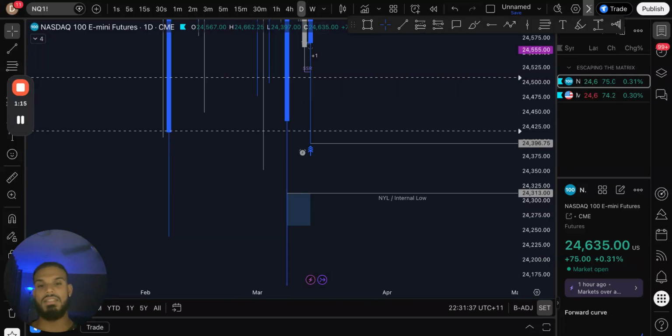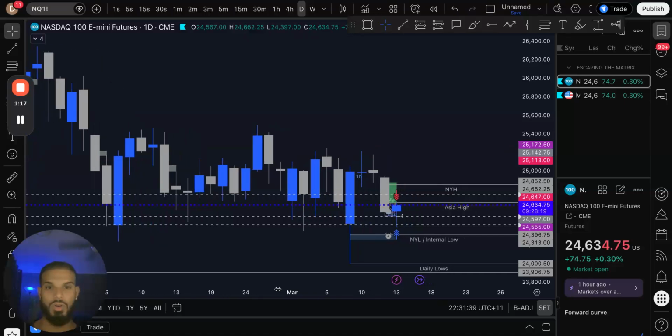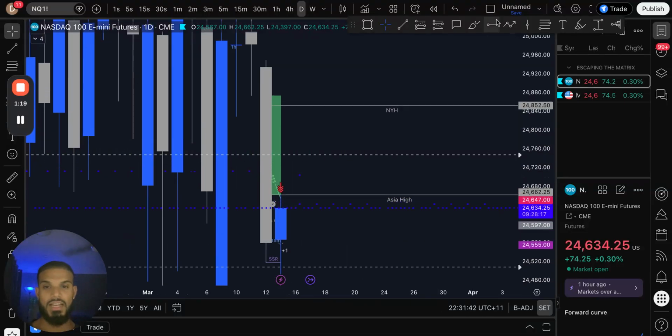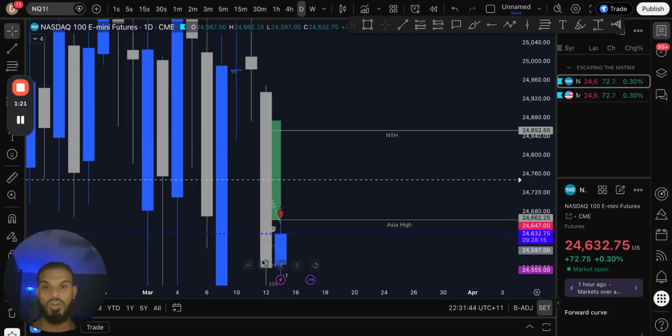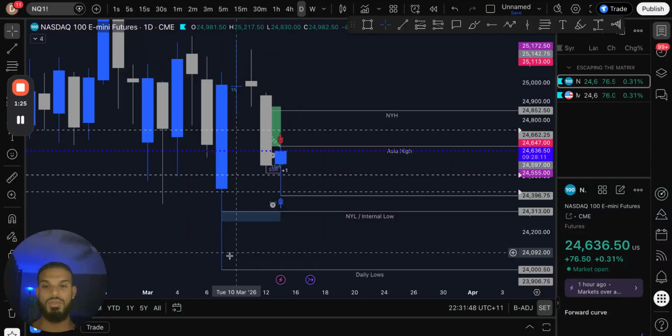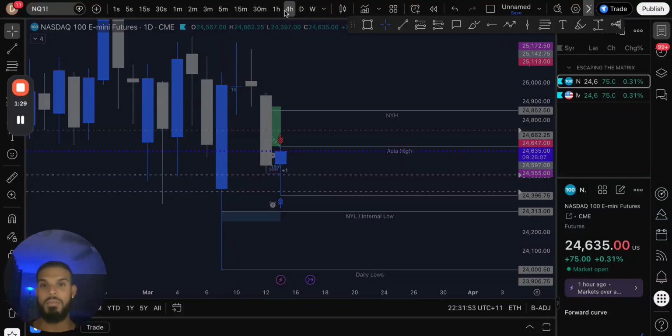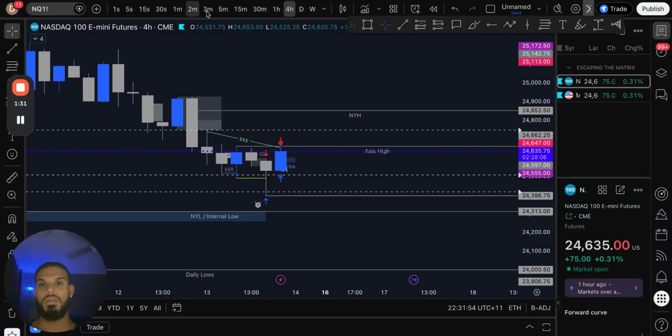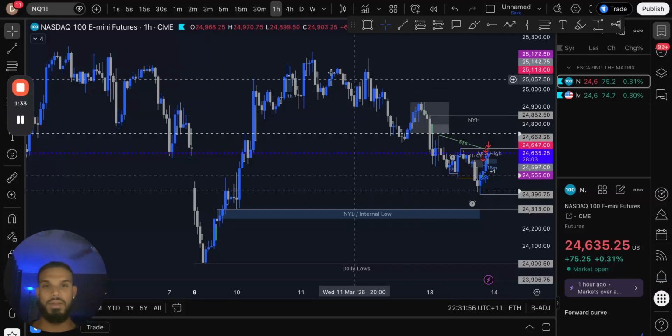And given on the daily that we had such a strong close from yesterday, I was assuming that we're going to continue going down into the previous day lows as well. So I was like, okay, cool. We're quite bearish into the day. So I was like, great, let's wait for this 1 hour gap.